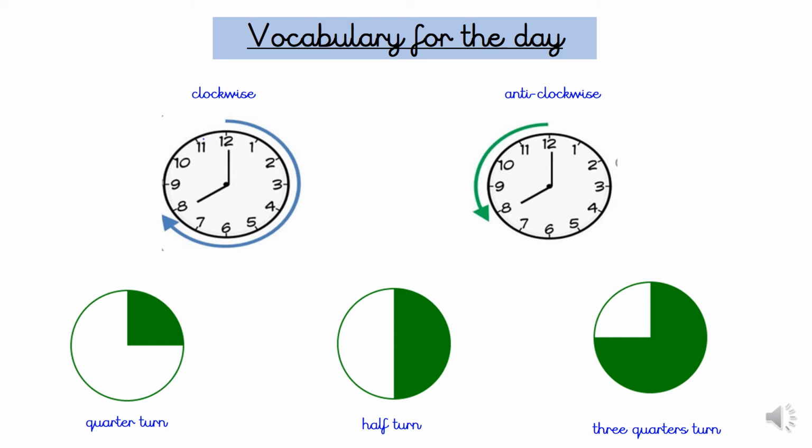Pause the video and go and practice using these words and directions and positions. You could go and experiment moving clockwise or anti-clockwise. You could give somebody at home instructions of how to move. You could ask them to move a quarter turn, a half turn, 3/4 turns. You could tell them to move in the direction of clockwise or anti-clockwise. You could get a robot and give it some instructions in how to move.